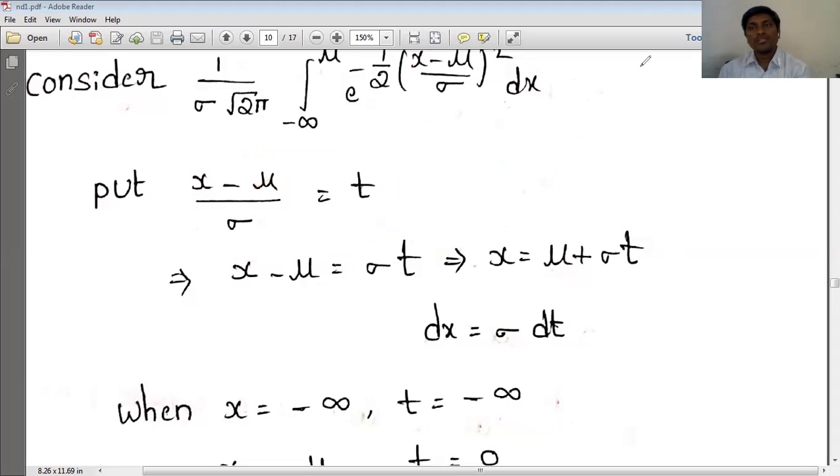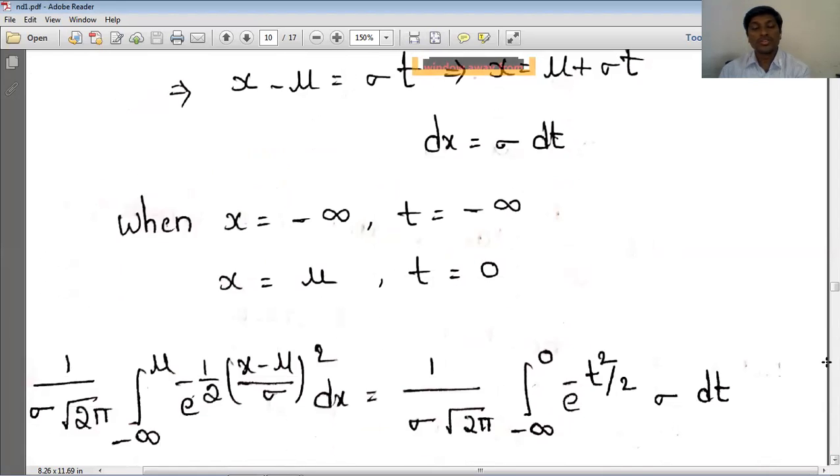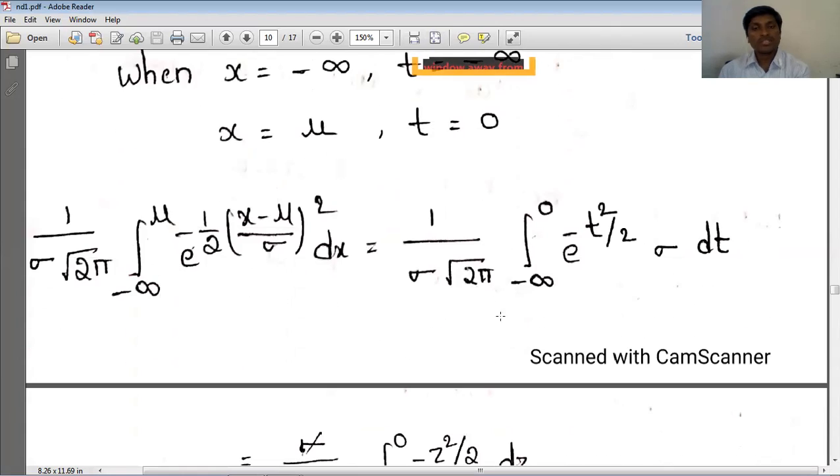Now we are going to substitute all those things in what we chose in the assumption. So 1 by sigma into square root of 2 pi, and here we got the limits minus infinity to 0, e power, we already chose x minus mu by sigma is t. So we are substituting this as t, so t square by 2, and dx is nothing but what we got, sigma dt.